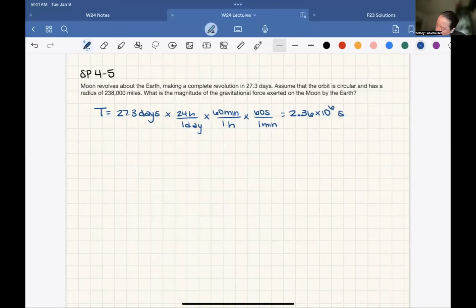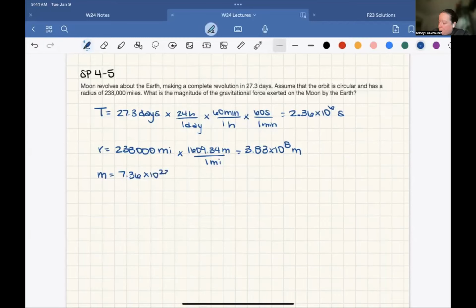And then we're also given the radius, but that's in miles. We don't do physics in miles. So let's convert. There are 1,609.34 meters in a mile. So this gives us a radius of 3.83 times 10 to the 8 meters. And then the other thing we need to know, since we're asked for the gravitational force, is we need the mass. And I'll just let you know what that is. It's 7.36 times 10 to the 22 kilograms.